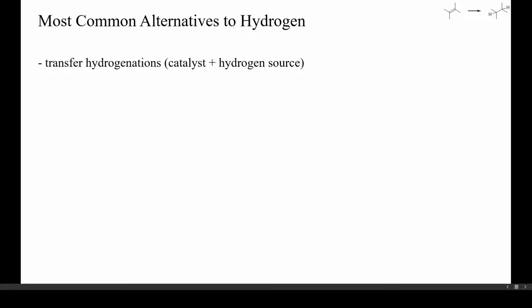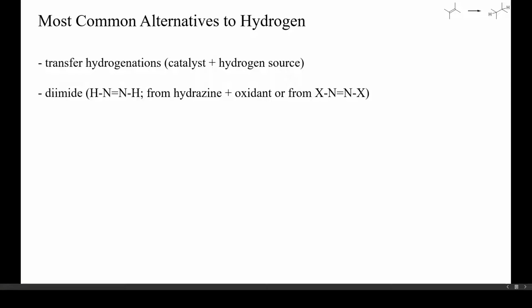Transfer hydrogenations are particularly useful if the amount of hydrogen must be dosed precisely, or if no hydrogen or hydrogenation equipment is available. I'll show you some typical hydrogen sources in a minute. Olefins can also be reduced by treatment with a diimide, which is a highly reactive intermediate formed upon oxidation of hydrazine. Electron-deficient alkenes, such as enones or acrylonitriles, can sometimes be reduced by treatment with alkali metals, magnesium or zinc.